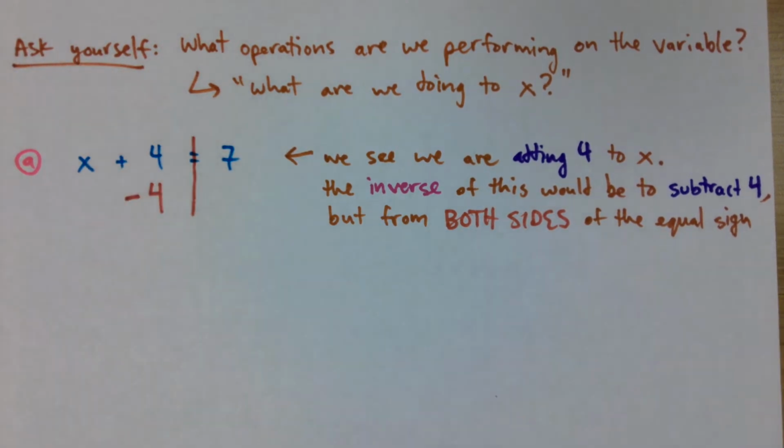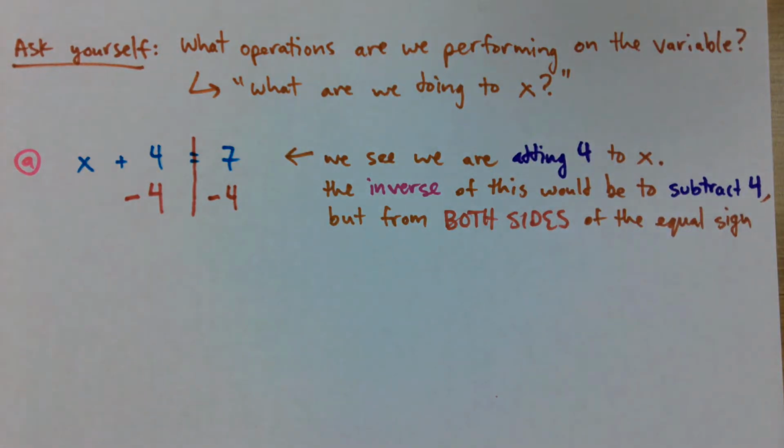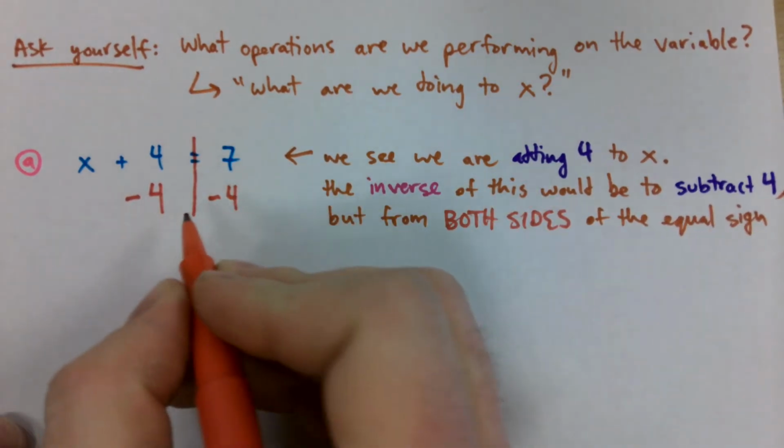If we have this nice balanced equation here, x plus 4 equals 7, and then we subtract 4 from one side, now we don't have a balanced equation. It's all out of whack. But if we subtract 4 from both sides, then things come back into balance. So when we do the inverse operation, we have to make sure every single time, whether we're adding, subtracting, multiplying, or dividing, that we do it to both sides.